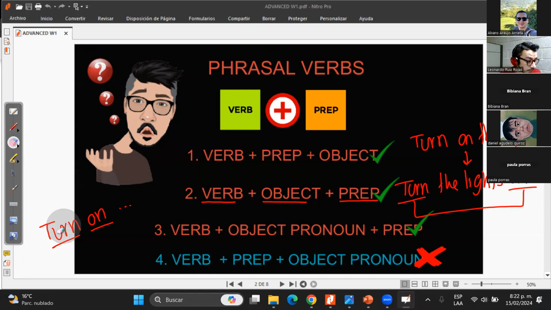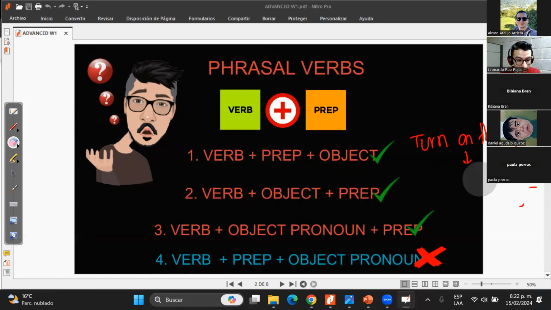For example, wait a second. Let me erase this part. Teacher, Alvarito, excuse me, ahí no entendí algo. ¿Por qué si el turn off the light suena bien, o sea, está bien, por qué se separa ahí? O sea, no sé. Es una cosa de estilo, Alvarito. No es obligatorio, es simplemente una cosa de estilo. ¿Ok? Ok. ¿Por qué se va a poder separar? Para hacer el paso número 3.